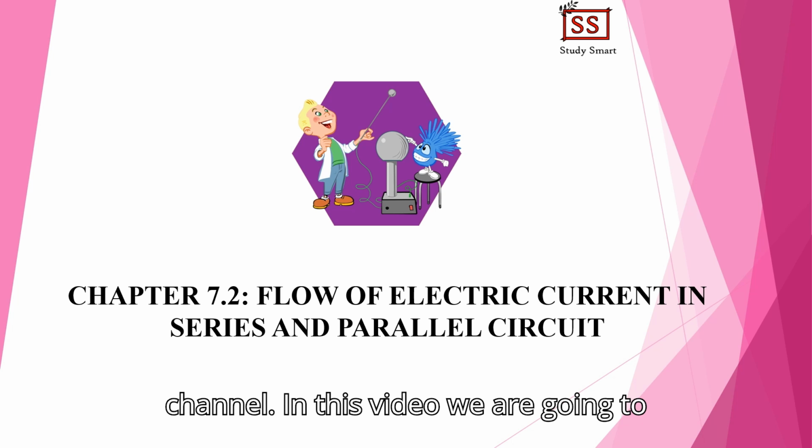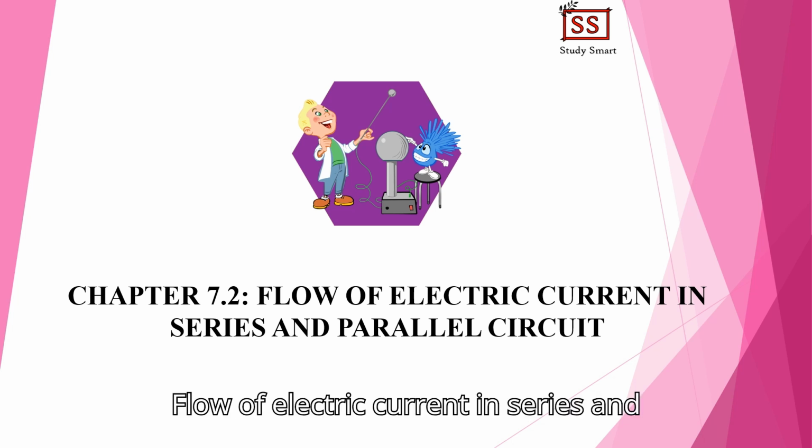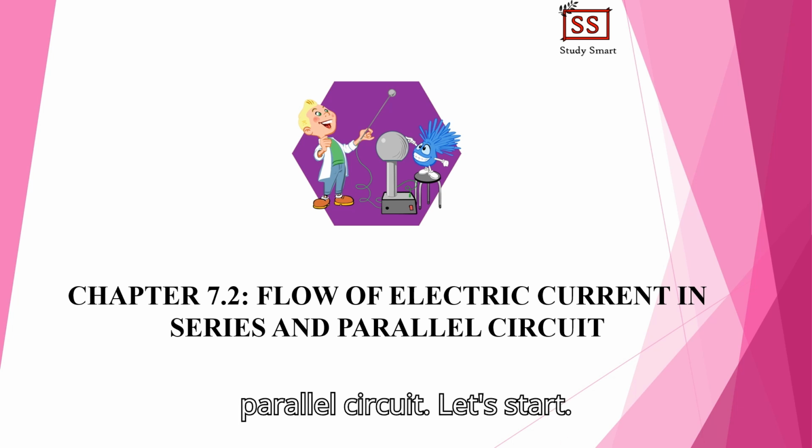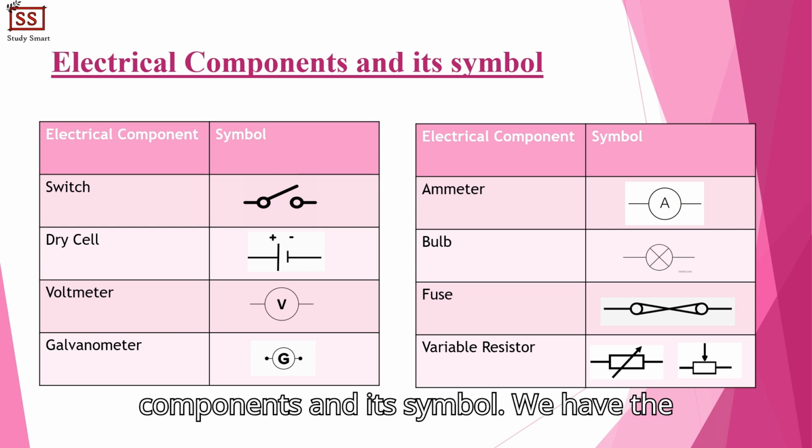In this video we are going to study Form 2 Science, chapter 7.2, Flow of electric current in series and parallel circuit. Let's start. First of all, let's learn the electric components and its symbol.